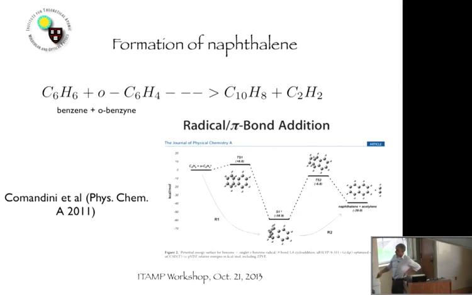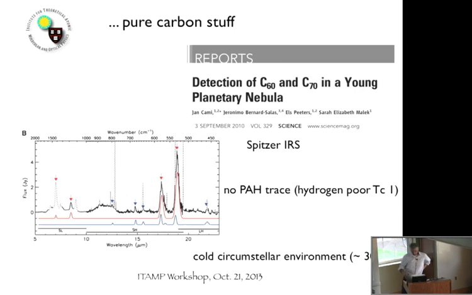There's another way to form naphthalene, and that's taking benzene and o-benzyne. You start with two rings, and you let them react to form naphthalene and acetylene, C2H2, and the reaction goes through a barrier now, from here to here, the naphthalene and acetylene. This was just very recently calculated, a DFT-type calculation, in a paper in physical chemistry.